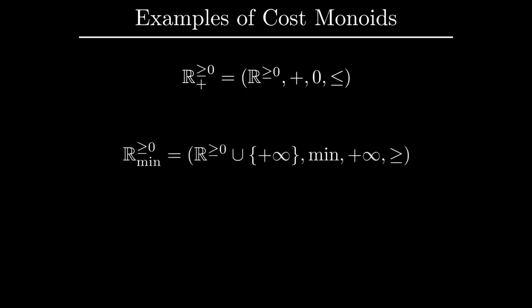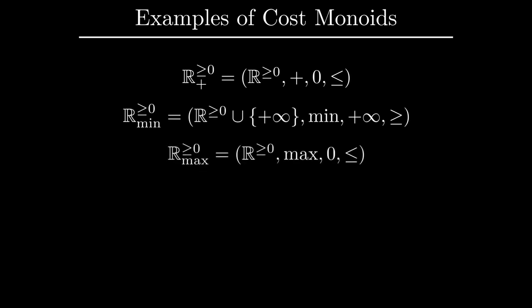The other example that we have seen before is R-min, reals with the operation of taking the minimum. Note that in order to have a monoid, we need to add the infinity element, which becomes the unit element under this operation. And note that we reverse the ordering compared to the usual one on reals, so that infinity becomes the smallest element. A closely related cost monoid is R-max, where the operation is taking maximum, and 0 is the smallest element.